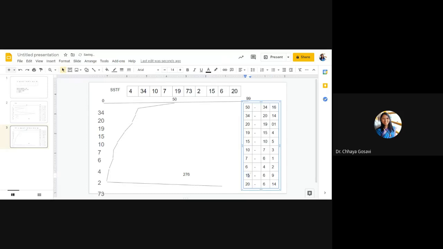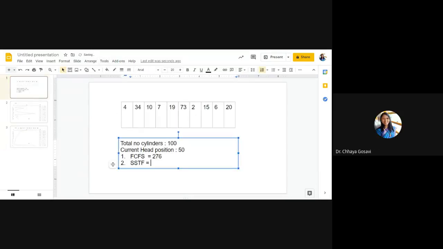And 4 to 2, we'll get answer 2. And from 2 to 73, 73 minus 2 is 71. If you add all these distance values, 16, 14, 1, 4, 5, 3, 1, 2, 2, and 71, you should get the result 119. Are you getting it?